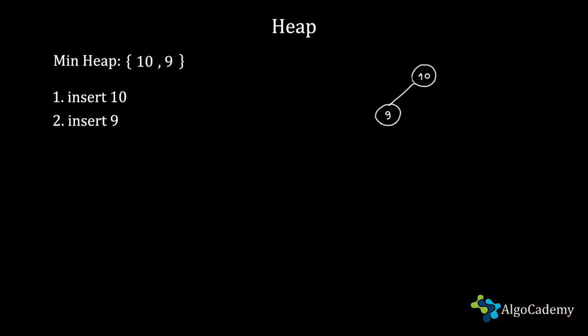Then, each time after we insert a new node in the heap, we have to make sure that the heap property is still satisfied. For a min heap, this property states that each node should have a value less than or equal to its children. In other words, each node should have a value greater than or equal to its father node.